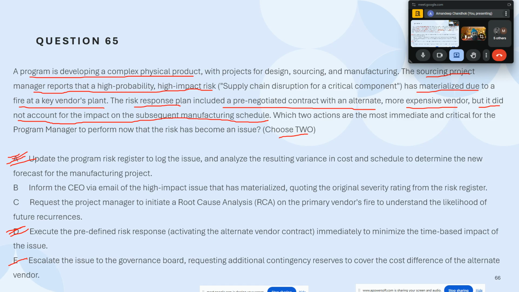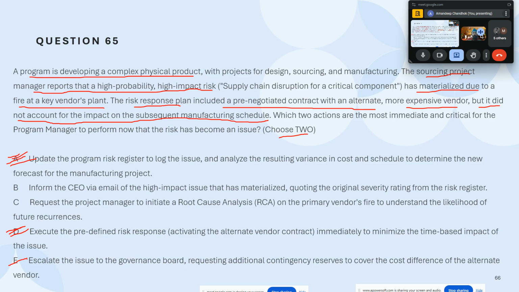Contingency reserve and, I think, management reserve. Yes, contingency reserve and management reserve. Perfect. One is known unknown and the other is unknown unknown. Absolutely. Those are the two kinds of reserves.